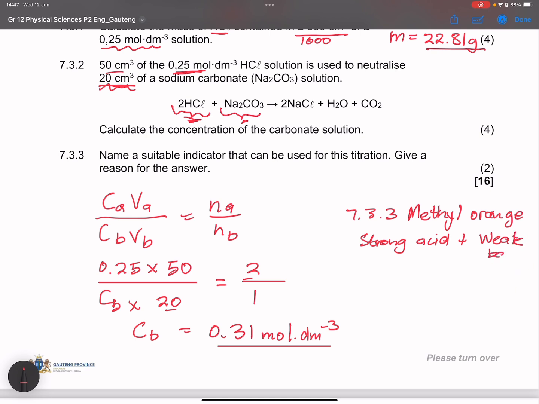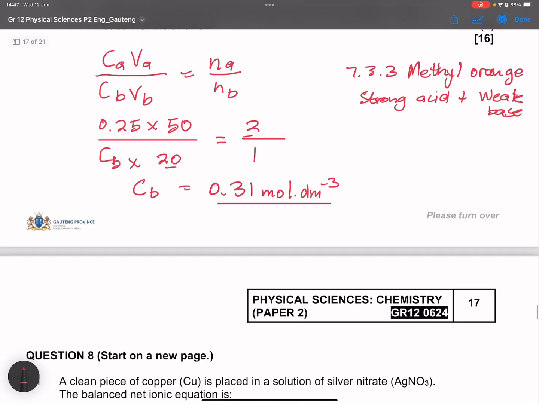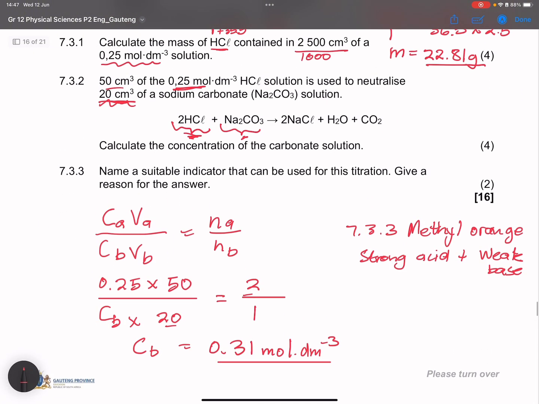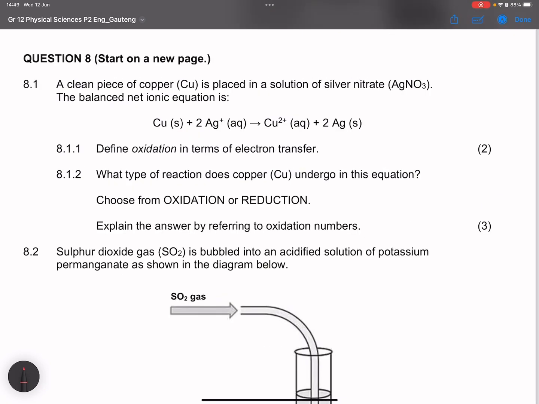All right, so that is how the cookie crumbles, and that brings us to the end of question 7. A clean piece of copper is placed in a solution with silver nitrate. The balanced net ionic equation is given there. They say define oxidation in terms of electron transfer. Okay, so remember, what is oxidation? It is the loss of electrons.